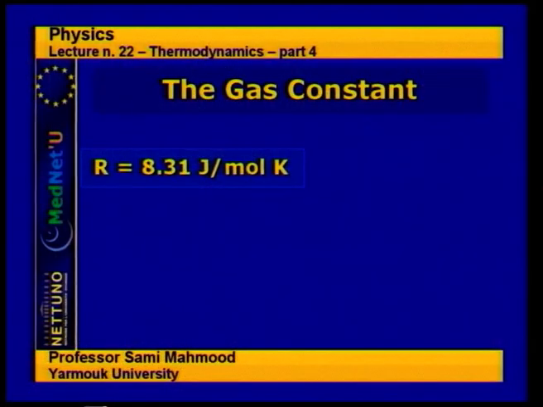The gas constant R, which appeared in the equation of state, is given in the SI system by R equals 8.31 joule per mole per Kelvin. Kelvin is the unit of temperature. And what is the mole? We have spoken about the mole, but did not define it yet.